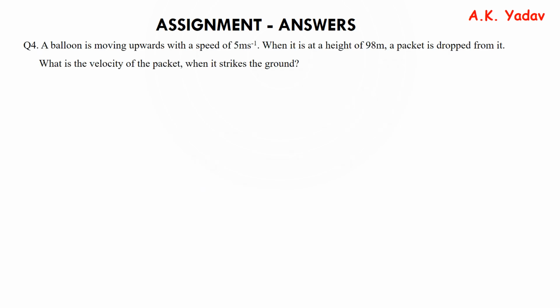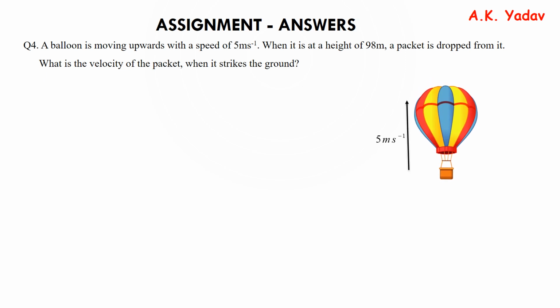Question number 4. A balloon is moving upwards with a speed of 5 meter per second. When it is at a height of 98 meter, a packet is dropped from it. What is the velocity of the packet when it strikes the ground? So this is the balloon. It is moving upwards with 5 meter per second. The height is 98 meter. Now a packet is dropped.